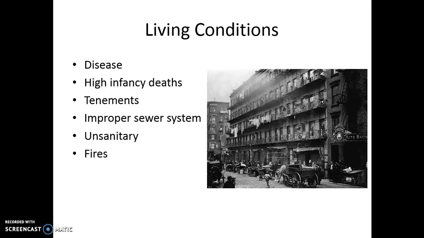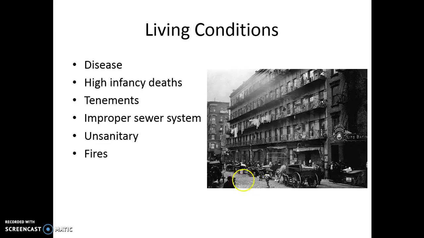So living conditions, of course, are unsafe and unsanitary. There is a lot of disease, and the overcrowded cities are perfect for spreading diseases. You also see that there's high infant deaths, so a lot of children die young in these cities. People need to find somewhere to live, and since there's not a lot of space to expand outward, they're going to try to expand upwards.